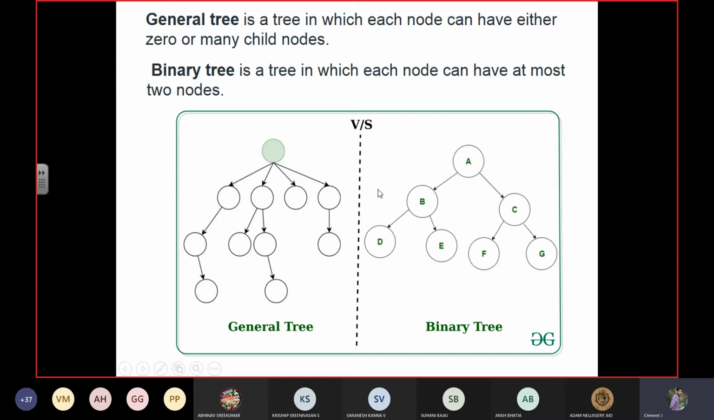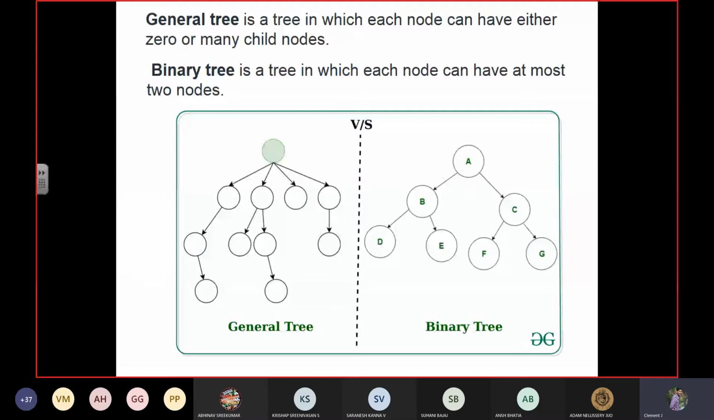So it should not have three children. But it is allowed to have zero children, not a problem. It is allowed to have one child, not a problem. But maximum two. It should not exceed two children in each node. At the same time, in your last level, certainly it will have zero children. That will follow the criteria.